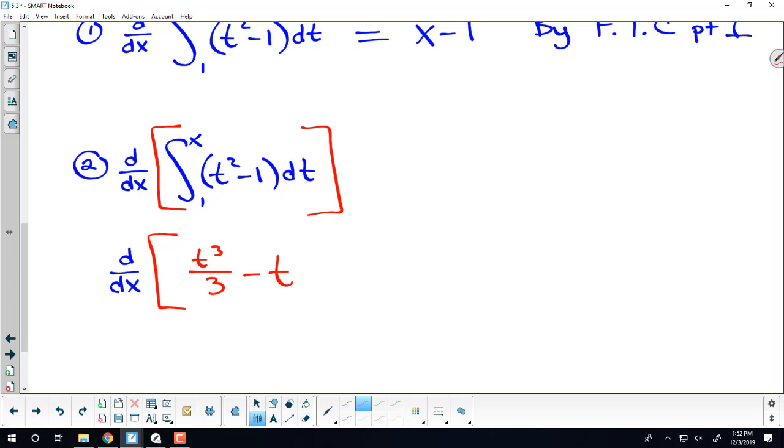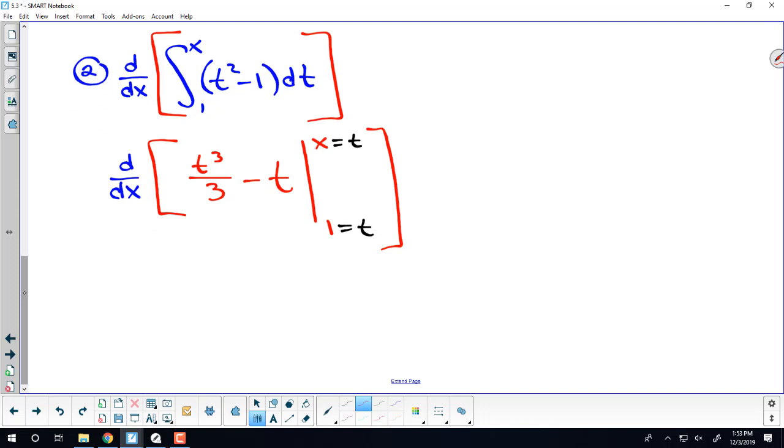And we have to evaluate that from 1 to x. Remember, these bounds from 1 to x are applied to the dt, the t squared minus 1. So these are values for t. The lower bound is when t equals 1, and the upper bound is when t equals x. So in for t, we're putting x first, and then we're going to plug in 1. We still have the derivative of that we'll do later. So first in for t is the upper bound, x.